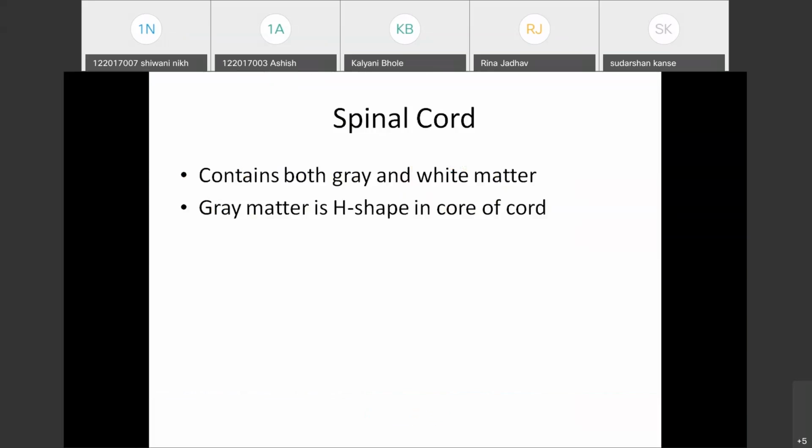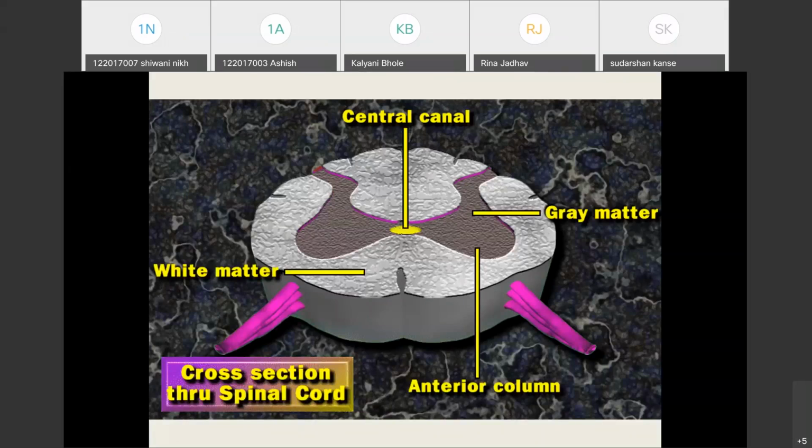Come to the spinal cord. It contains both gray and white matter. Gray matter is H shape, the core of the cord. So this is a section of the spinal cord. You can see white matter and the gray matter. Gray matter is of H shape.